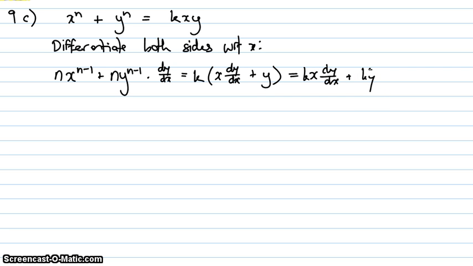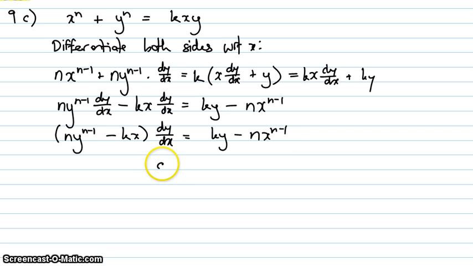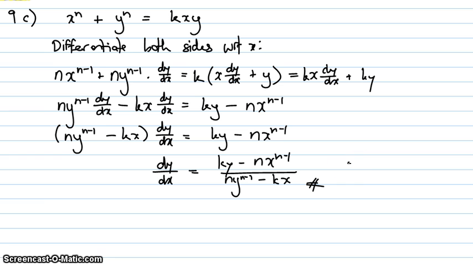So moving that to the left-hand side, this to the right, we get ny to the n minus 1 dy by dx minus kx dy by dx is equal to ky minus nx to the n minus 1. So factorizing out dy by dx, we get ny to the n minus 1 minus kx, whole thing multiplied by dy by dx, is equal to ky minus nx to the n minus 1. That gives us dy by dx equals ky minus nx to the n minus 1 over ny to the n minus 1 minus kx. And that brings us to the end of question 9.